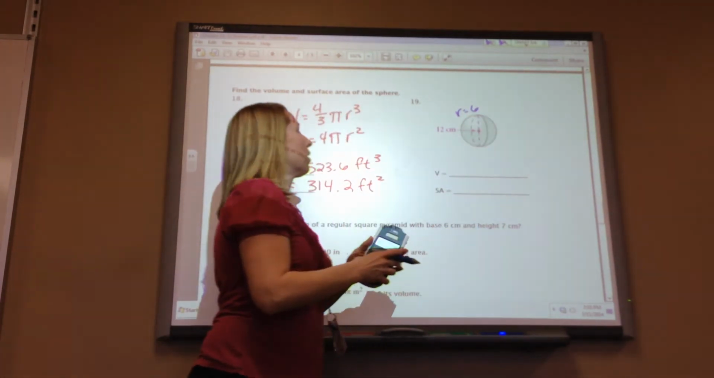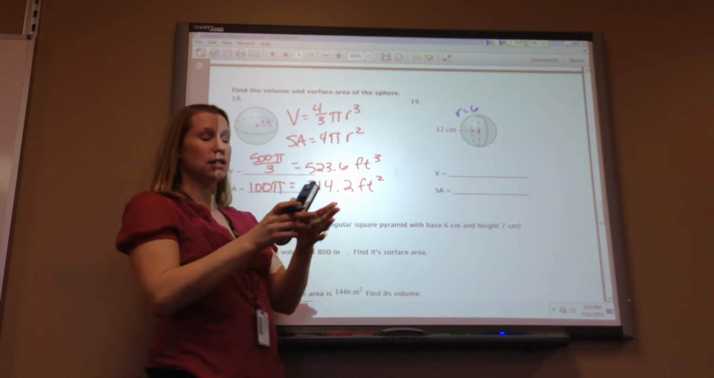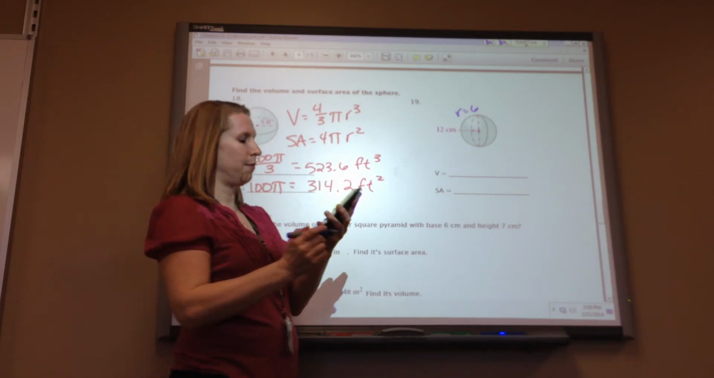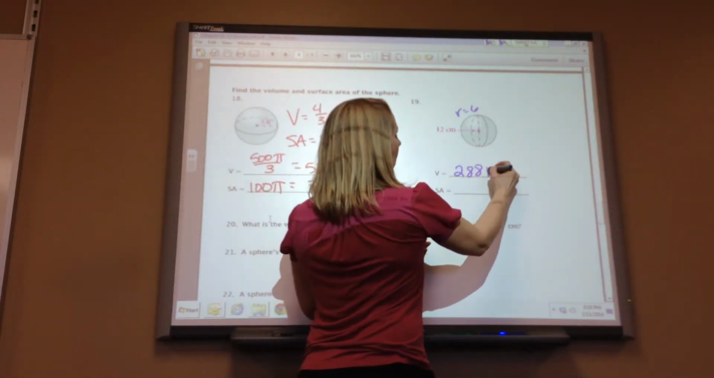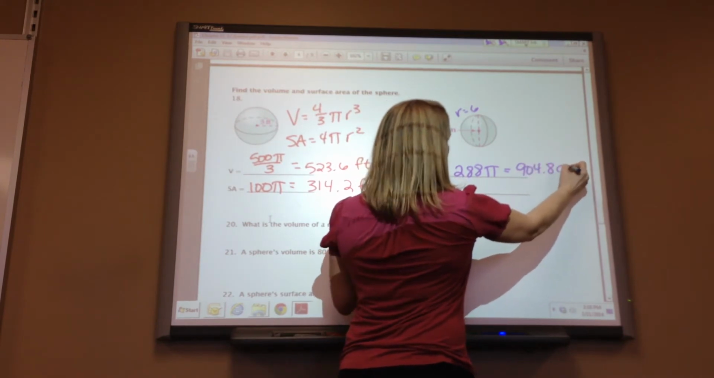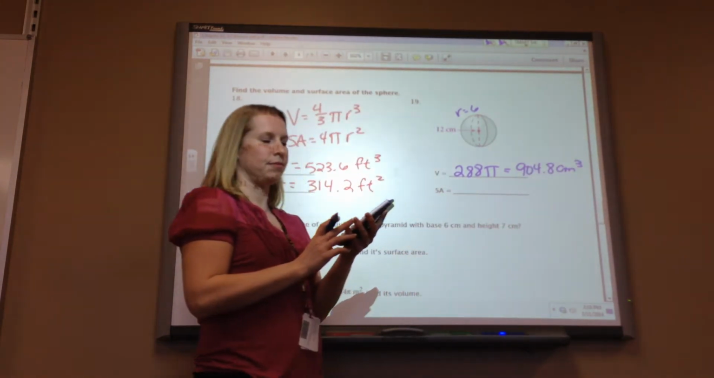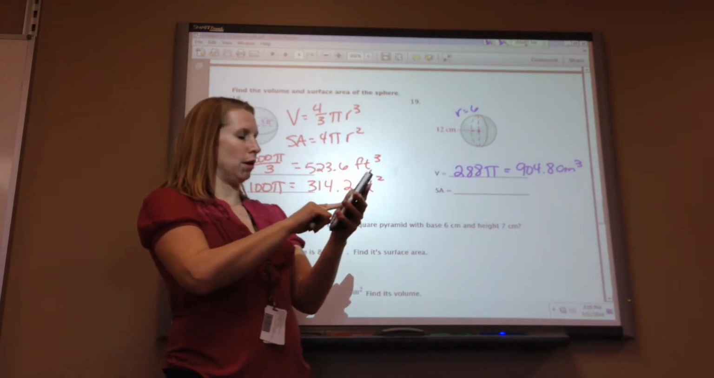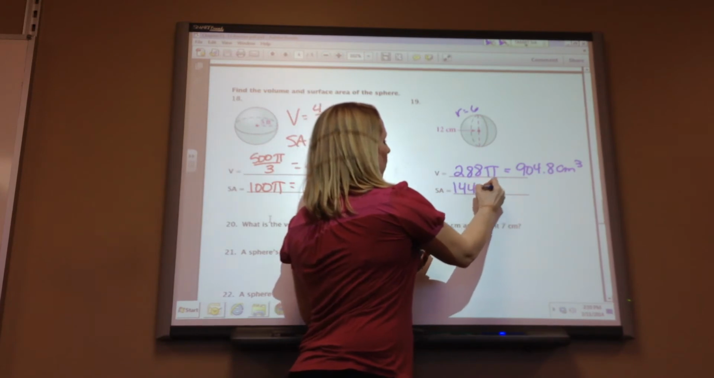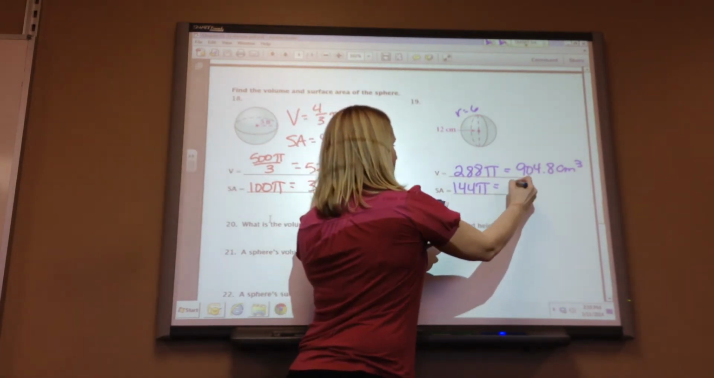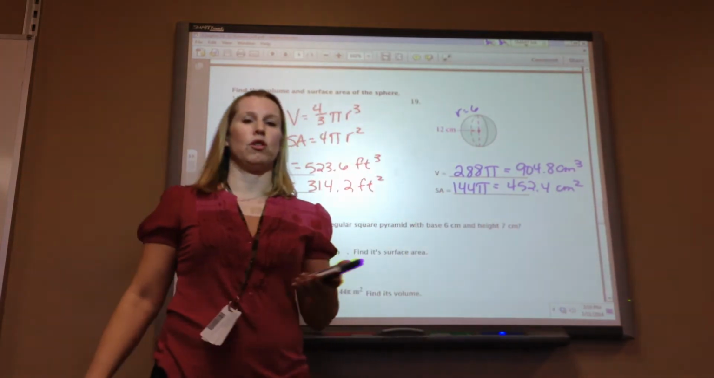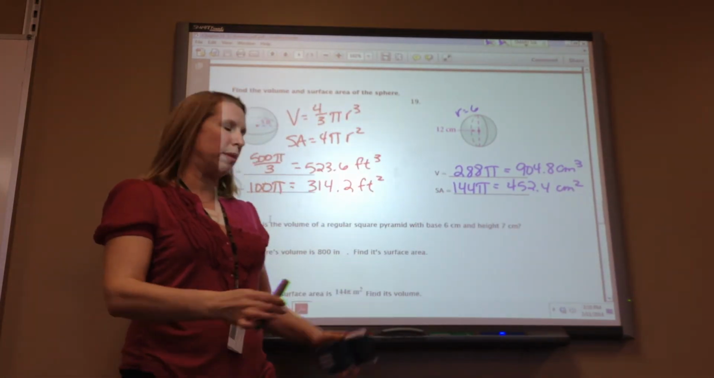So I'm going to use 6 when I plug it in. So 4/3 pi 6 cubed. I got 288 pi, or 904.8 centimeters cubed. And then I'm going to do 4 pi 6 squared. I got 144 pi, or 452.4 centimeters squared. So spheres aren't too bad either.